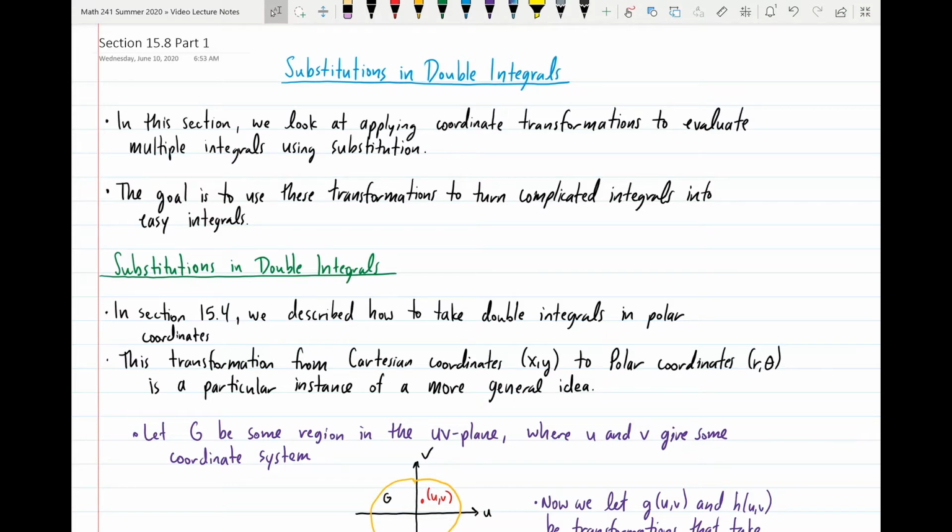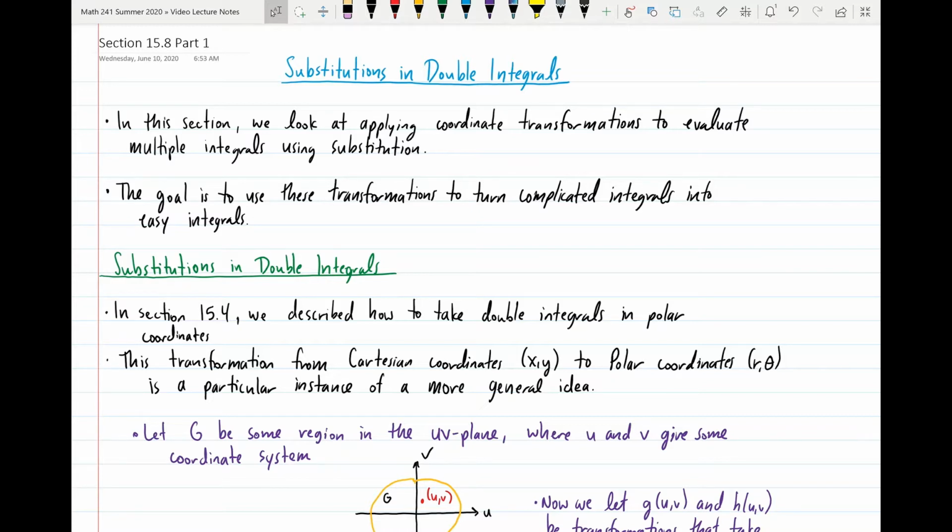In this video, I'll just be covering the first half of section 15.8, which is the last section for chapter 15. Section 15.8 more generally covers substitutions for multiple integrals, so either double or triple integrals, but in this first half, I'm only going to be talking about substitutions for double integrals. In the second part, which I'll upload sometime later today, I'll talk specifically about substitutions for triple integrals.